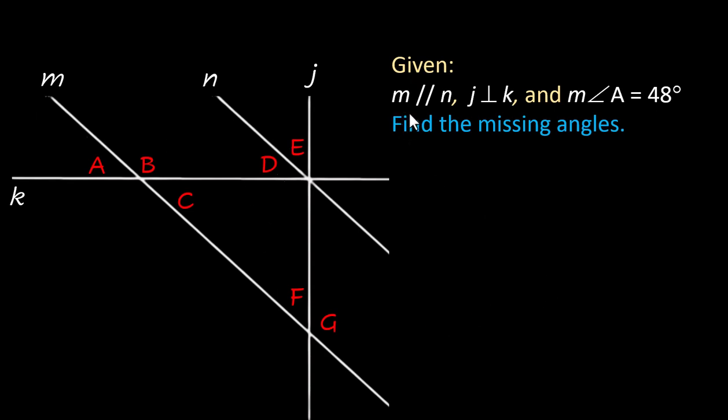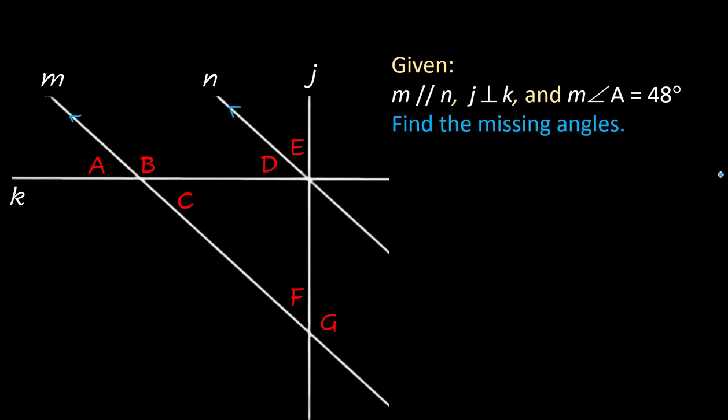So we are told that M is parallel to N, J is perpendicular to K, and that the measure of angle A is 48 degrees, and we're asked to find all the missing angles. So let's fill in what we know to be true here. M is parallel to N. So this is line M, and this is line N. They look parallel, but they have to tell you that they're parallel. So let's just mark them as parallel, and that shows that they are parallel in a diagram.